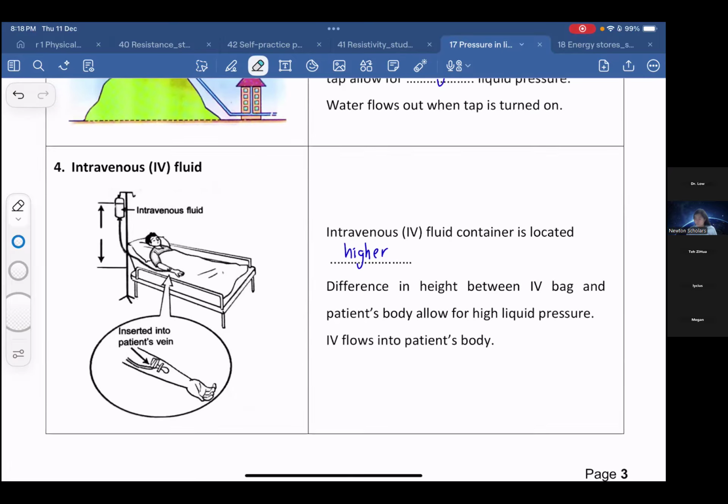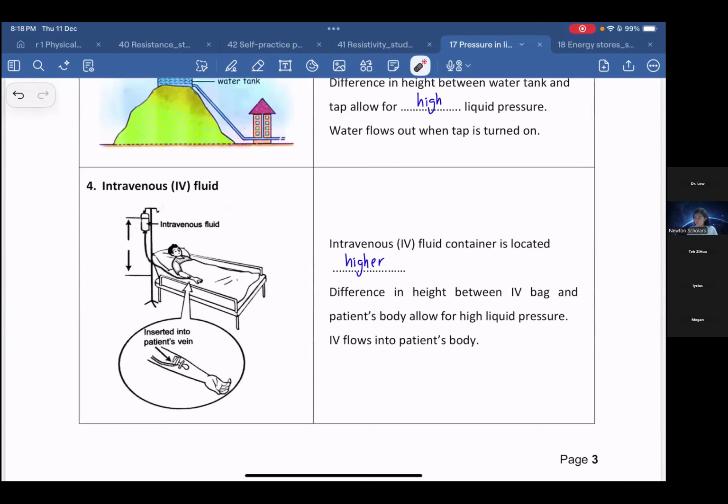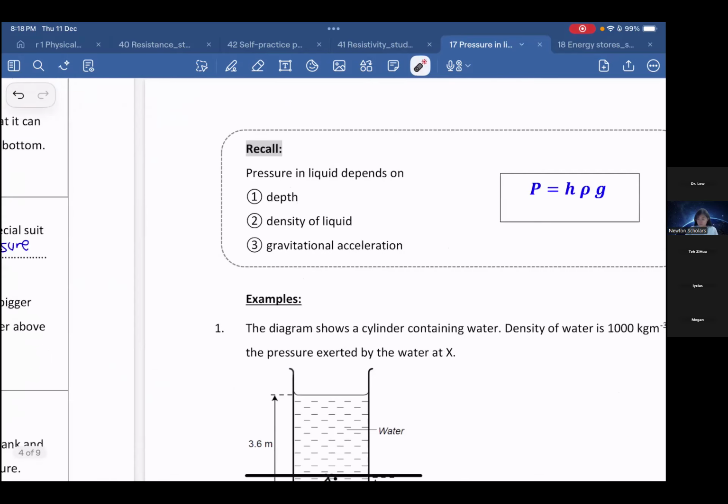So basically we create a pressure difference. Water or fluid will flow from higher pressure to lower pressure. So basically the idea and concept is like this.